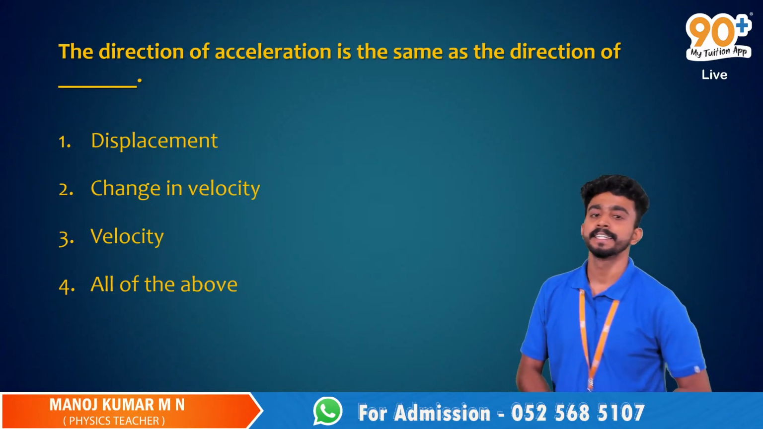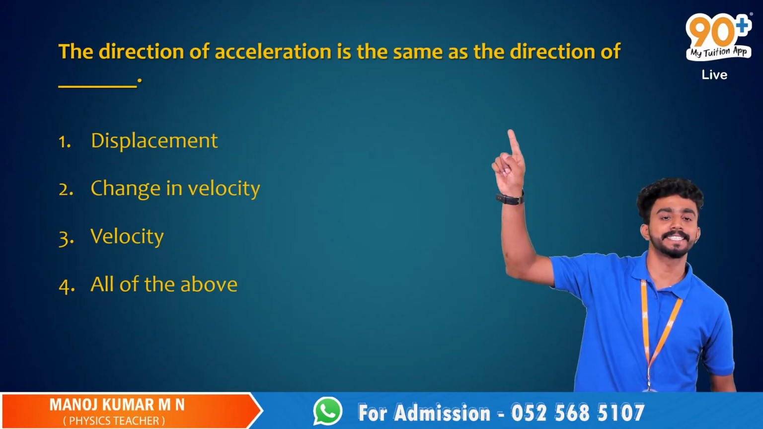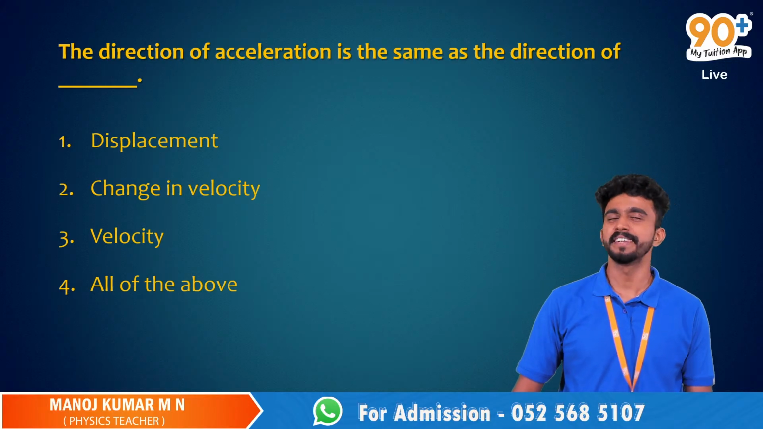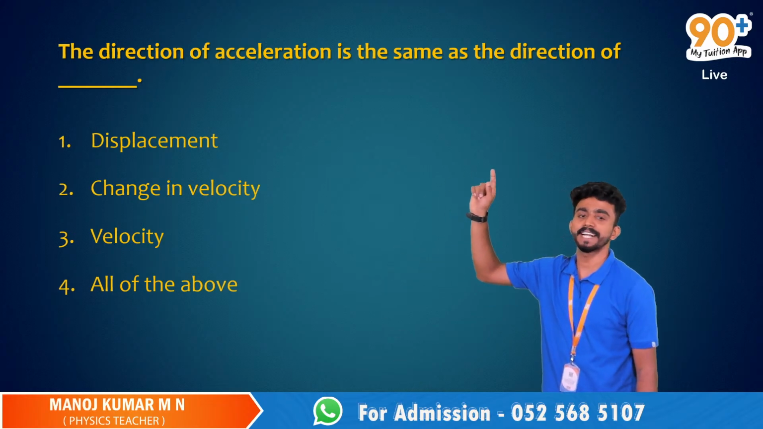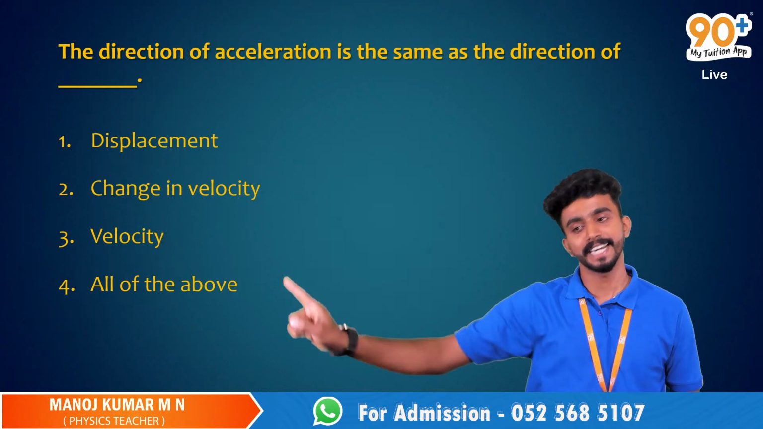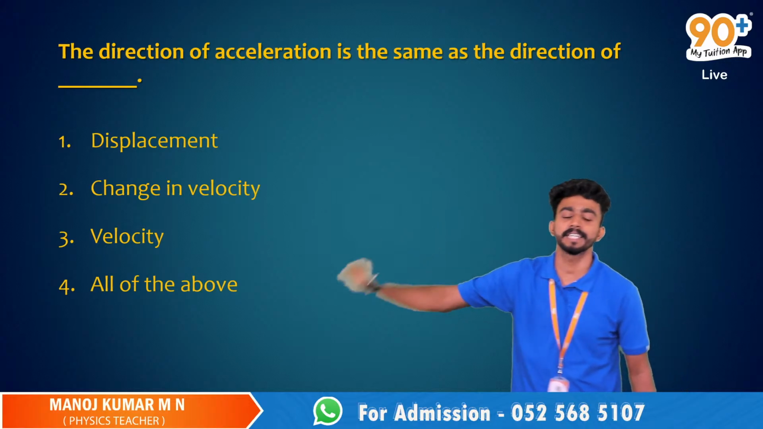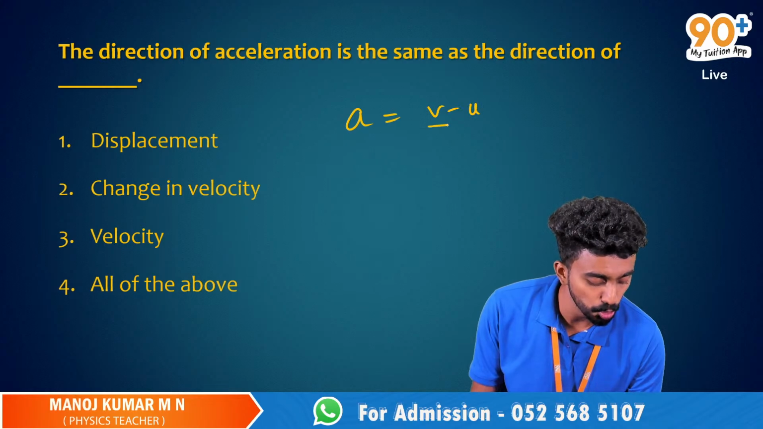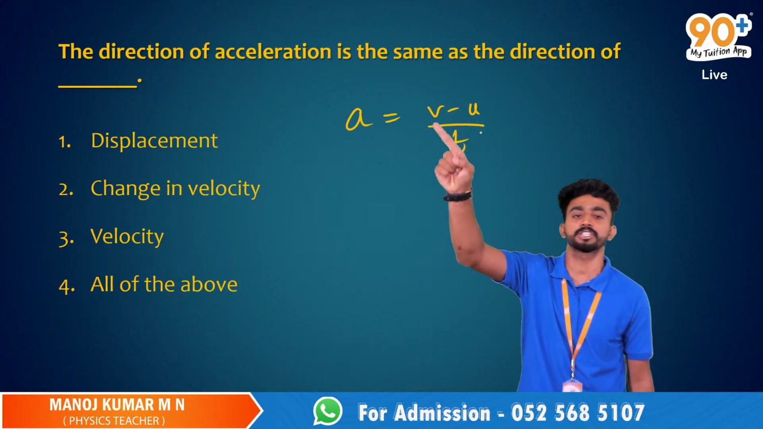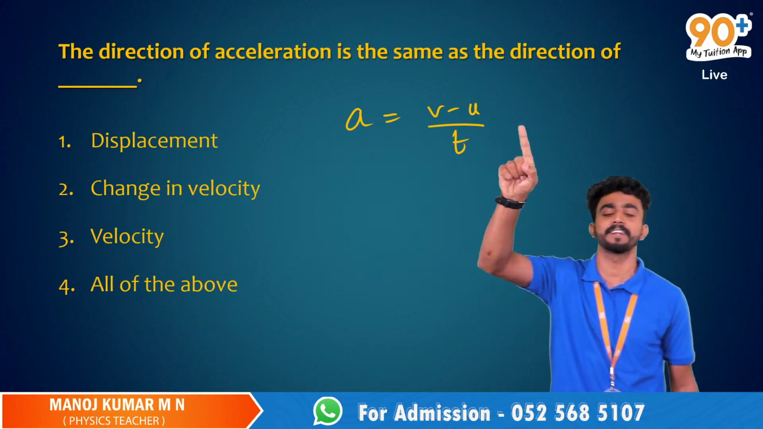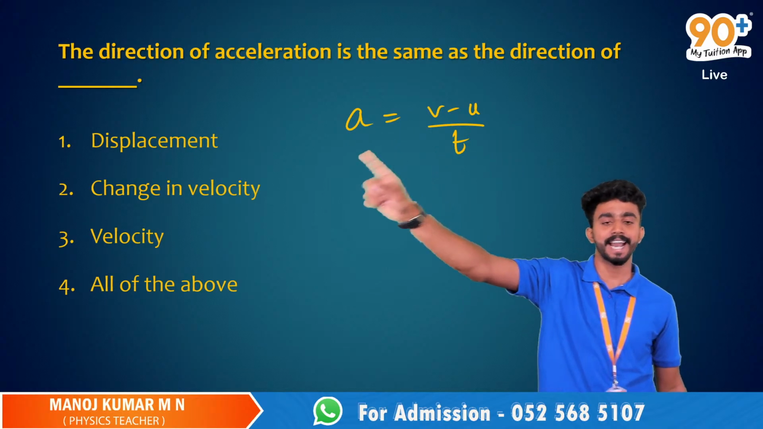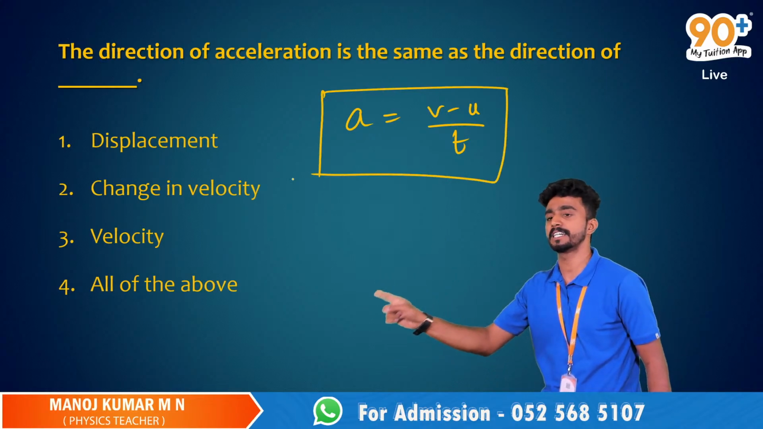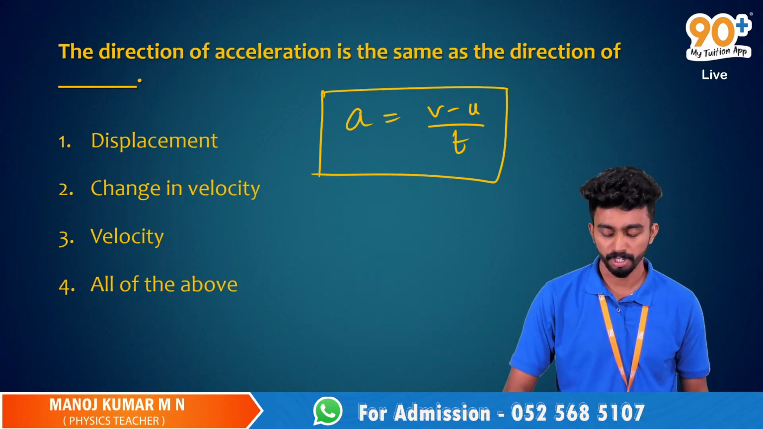So the first question: the direction of acceleration is the same as the direction of what? Everyone is confused, we didn't learn acceleration, right? Anyways, the direction of acceleration is the same as the direction of change in velocity. Change in velocity with respect to time is acceleration, that is a = (v - u)/t, that is, final velocity minus initial velocity divided by the time taken. We didn't learn it yet, so if you made a mistake in this particular question, don't worry, it's okay. Got it?